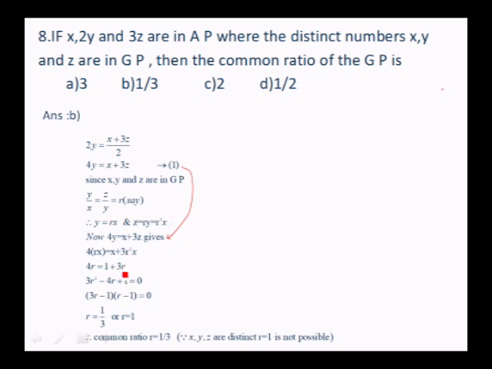Now, cancelling x, you get 4r is equal to 1 plus 3r square, or 3r square minus 4r plus 1 equals 0. So if you factorize this one, you get r is equal to 1 by 3 or r is equal to 1. Since x, y, z are distinct, I cannot take r is equal to 1. r is equal to 1 is rejected, because if r is equal to 1, then the three numbers x, y and z will be equal. So the best option is r is equal to 1 by 3. So B is the option.